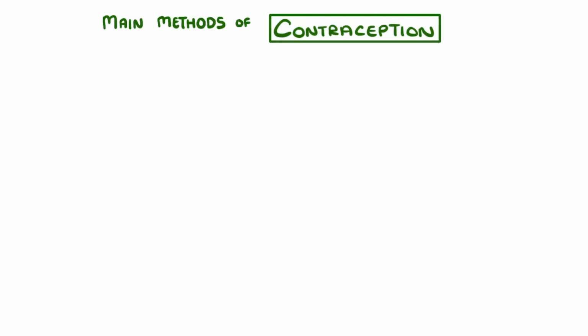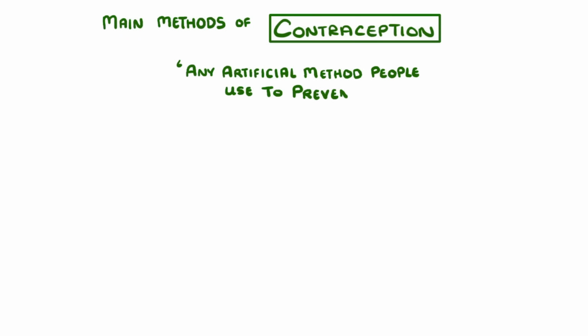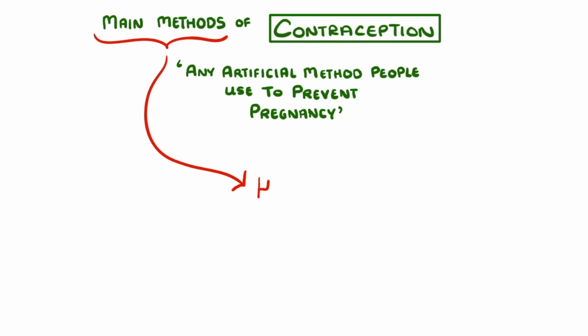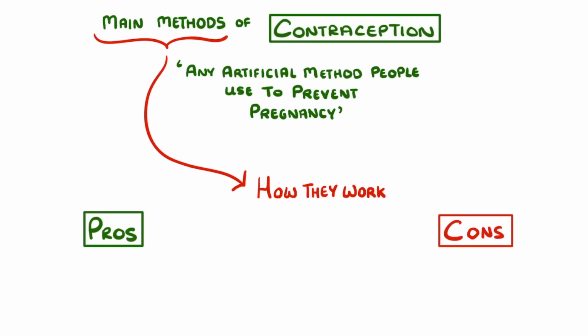In this video, we're going to run through all the main methods of contraception, which is basically any artificial method that people use to prevent pregnancy. The aim is that you'll understand how they all work, and can also discuss the pros and cons of each.